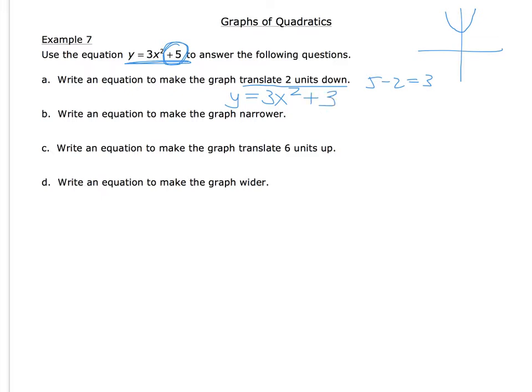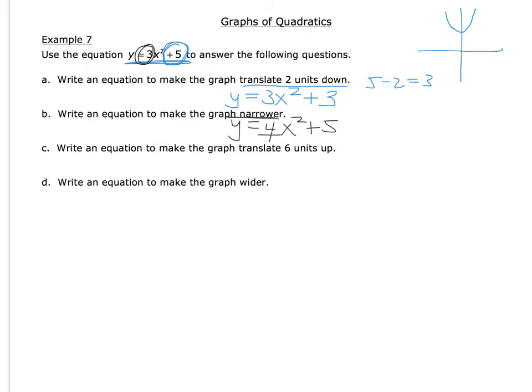All right. The next one wants us to take that same equation that we were given, and this time they want us to go ahead and make the graph narrower. I don't know if you guys remember how to make these graphs narrower, but all we got to do is change the a value, the number in the front. Okay, so now I'm messing with this 3 right here. So we're going to say y equals something x squared plus 5. Well, to make it narrower, that number in the front just needs to get bigger. It needs to grow faster. So any number 4 works, 5 works, 6, 7, 8, 9, 10. Anything bigger than 3 will work to make it narrower.